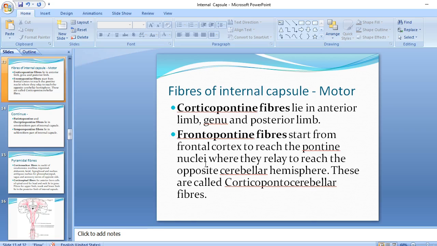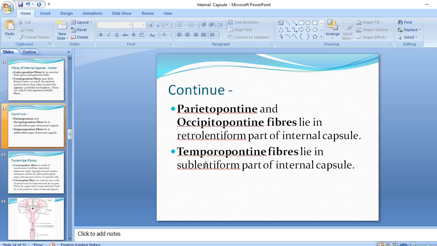So the control is contralateral. The parietopontine and occipitopontine fibers lie in the retrolentiform part of the internal capsule, while temporopontine fibers lie in the sublentiform part of the internal capsule.